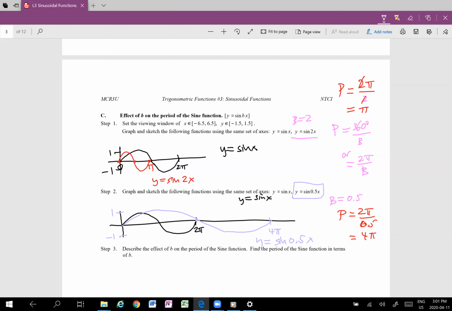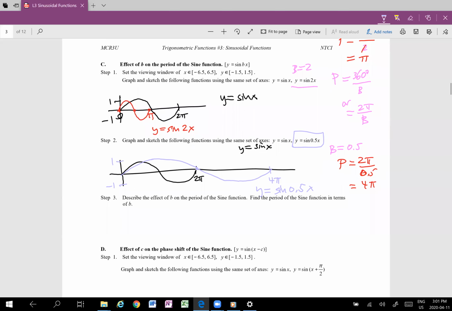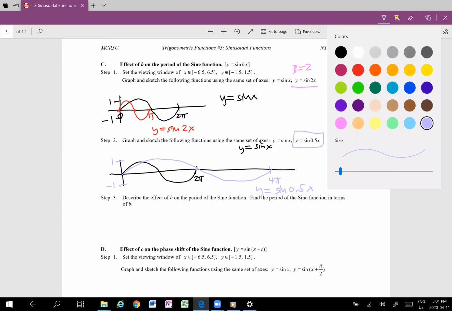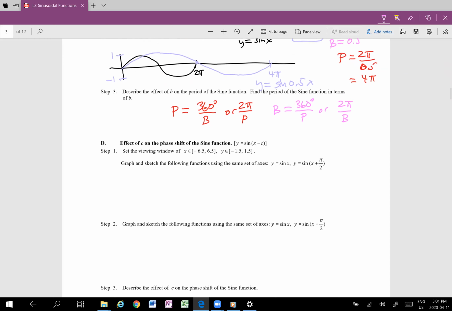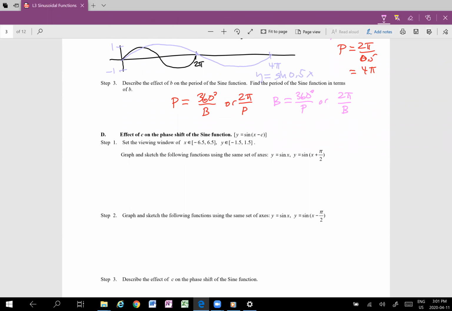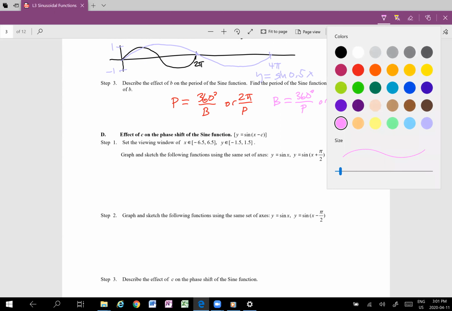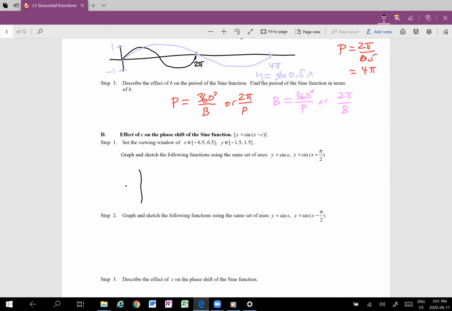So describe the effect of b on the period of the sine function. Find the period of the sine function in terms of b. A lot of you already understand the relationship. The period P is equal to 360 degrees over b, or 2 pi over b. Or vice versa, the b value is equal to 360 degrees divided by P, or 2 pi over P. And you already know what I'm doing, rearranging that relationship. The final thing that we're going to do before we get to the real question is understanding the phase shift, the c value. So this one, I only have to do one example again, because I think a lot of you already understand this.